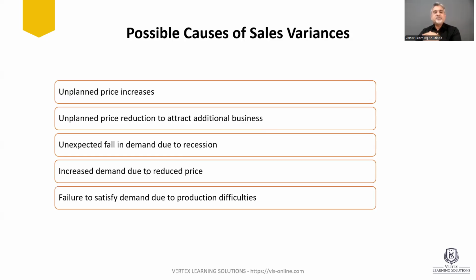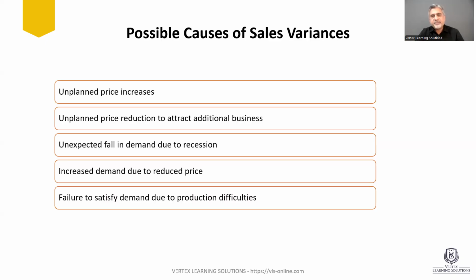These are the different possible reasons. These are not the only reasons. There could be many others as well, but these are the most common reasons. Failure to satisfy demand due to production difficulties. It means that demand was there, but you could not meet the demand because of shortages in the production process, so you could not sell the goods.